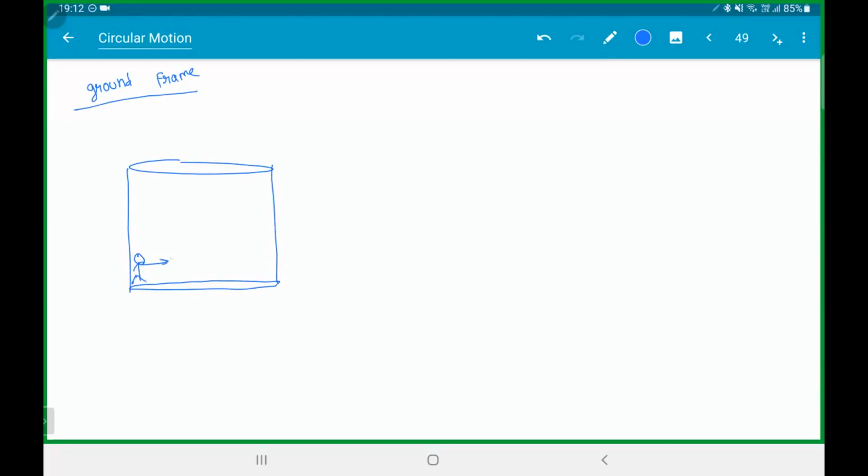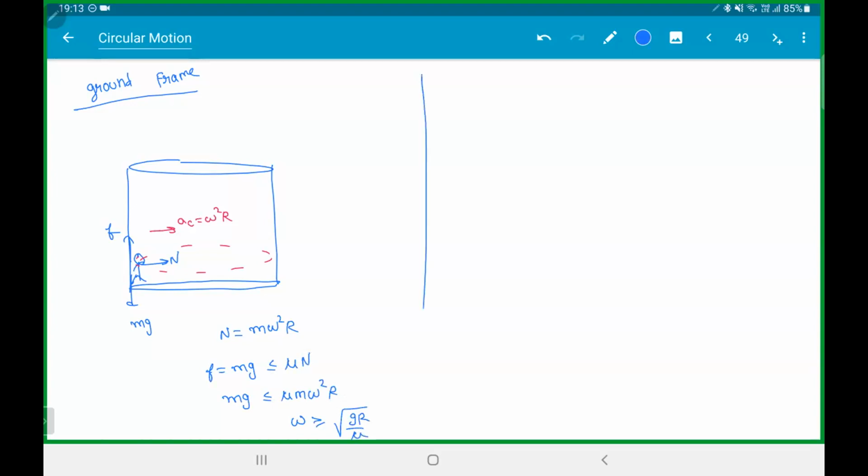So normal reaction, friction, mg, and since you're going in a circle, centripetal acceleration, which is omega square r. We get N is equal to m omega square r, so here normal reaction is providing the centripetal force. F is mg, which is less than or equal to mu N, so mg is less than or equal to mu m omega square r. So omega will be greater than or equal to root of g by mu r. So as long as the speed is greater, you're safe.